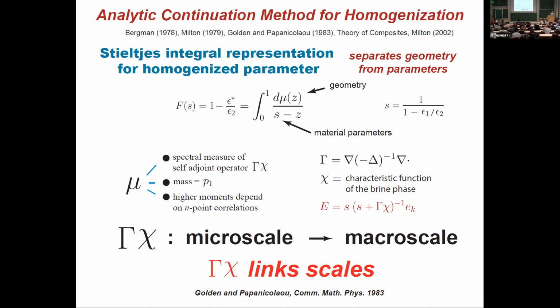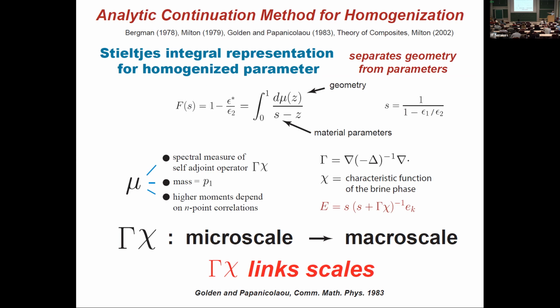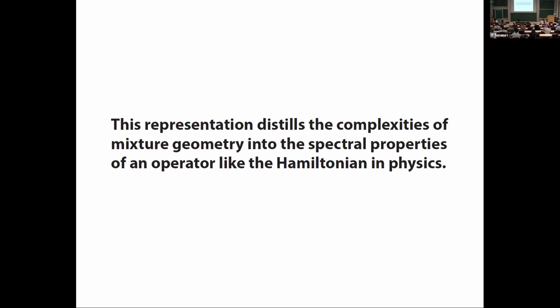And what mathematically makes this whole structure go is to manipulate the Maxwell equations into the so-called resolvent form for the field, for the electric field. And that will be the same thing in many other problems where we can extend these types of ideas. And so this operator gamma chi takes us from the micro scale to the macro scale. And this representation then distills the complexities of the mixture geometry into the spectral properties of an operator, very similar to the Hamiltonian in quantum physics.